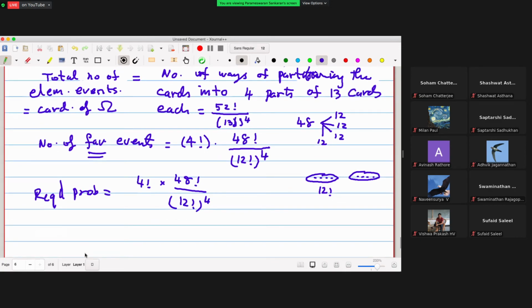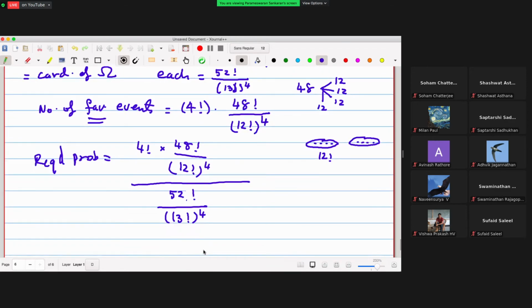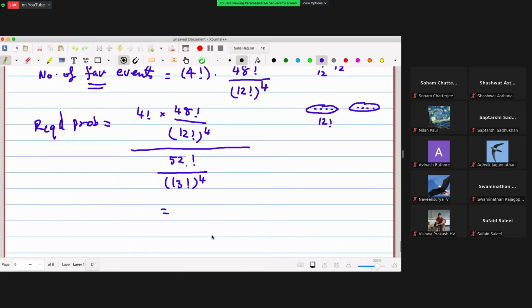Whole thing divided by, this is the number of favorable events, total number of elementary events, that is 52 factorial. 52 factorial divided by 13 factorial to the power 4. Okay, so you compute it. You can simplify it quite a bit. I will write it properly and leave it at that.